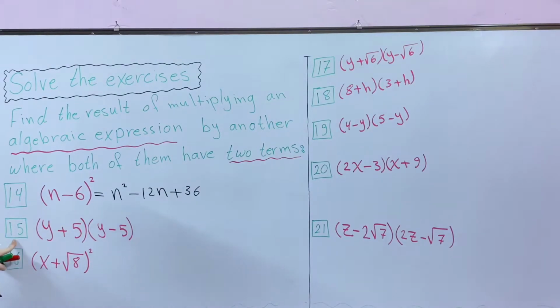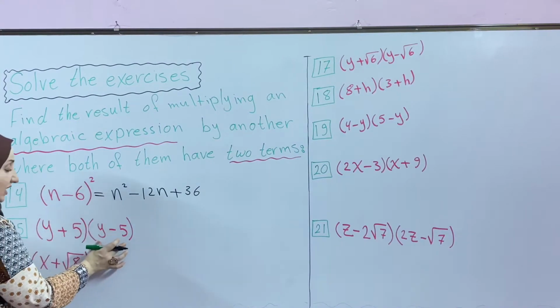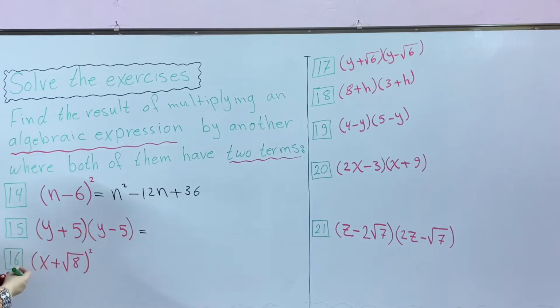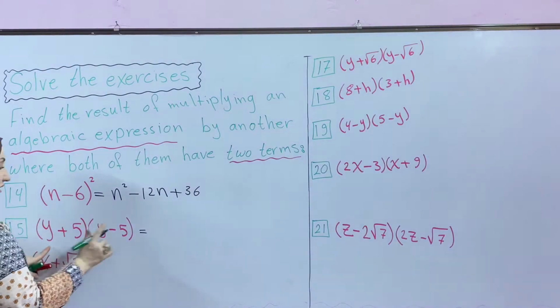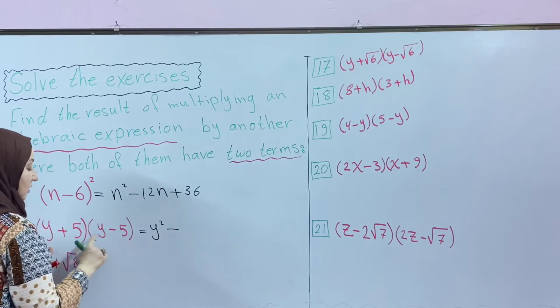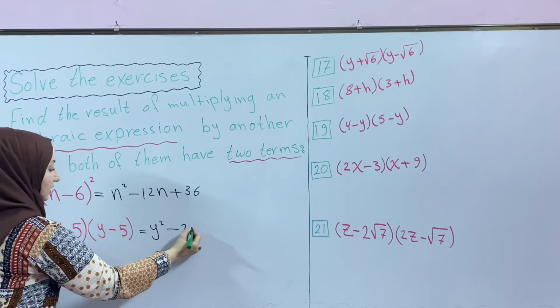Now, number 15, we have multiplying of two algebraic expressions, each one of them containing two terms. We can see here we have an algebraic expression which is multiplied by its conjugate. So the result of the product of them will be the difference between two squares. That means the square of the first term minus the square of the second term.